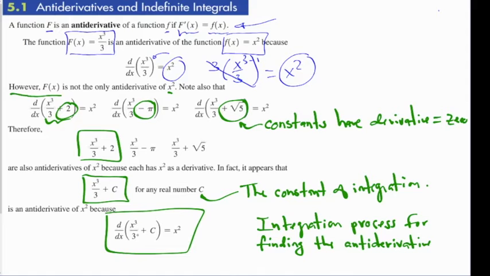The derivative of x cubed over 3 plus c is equal to x squared. This is what we call the general form, because c could be any number. And as we go through this unit, we'll see that we have the general form and we have the particular form. The particular form will be for a specific constant c, not just any constant.